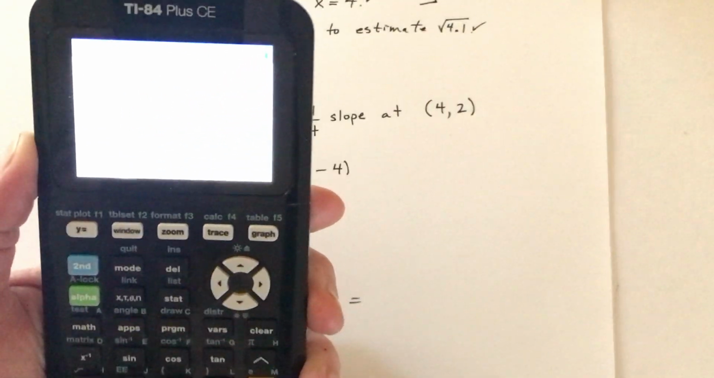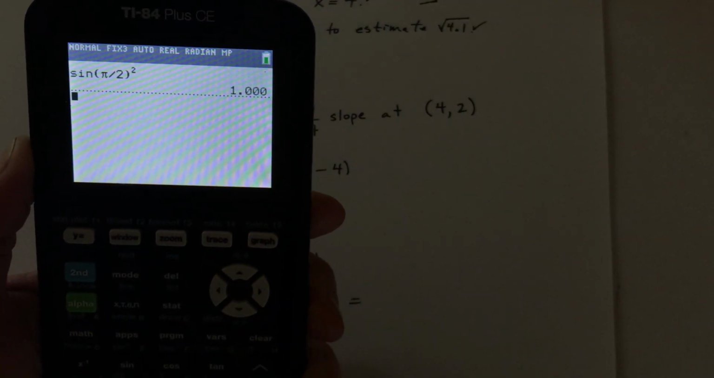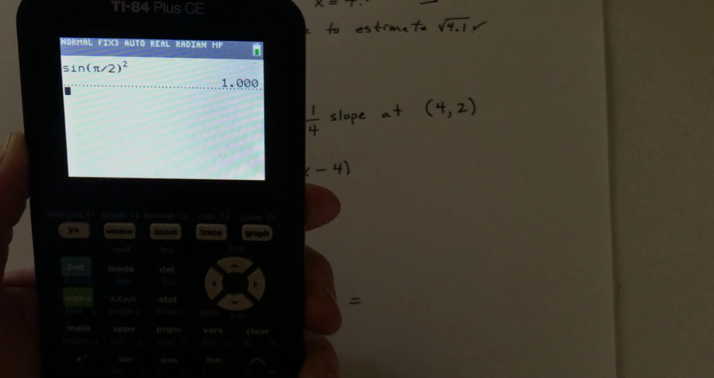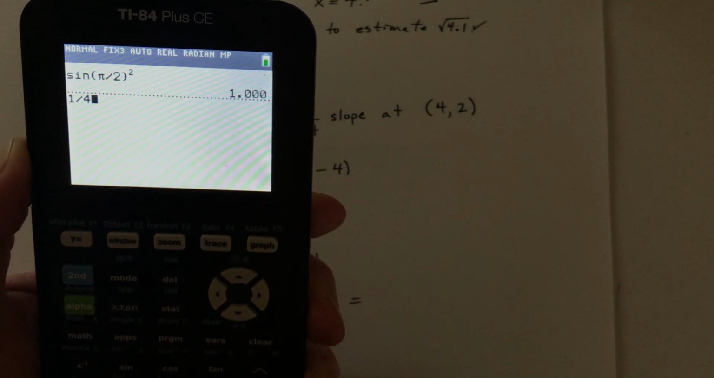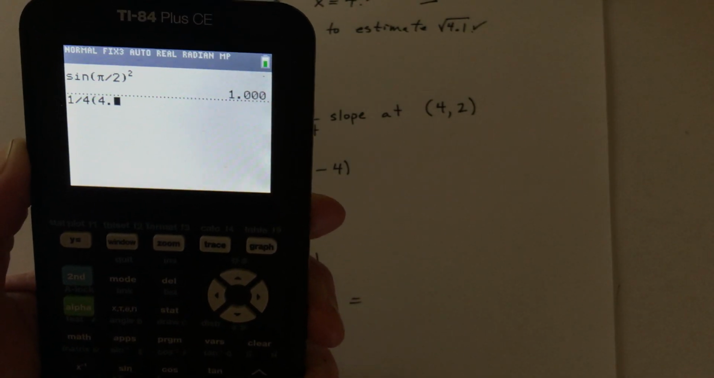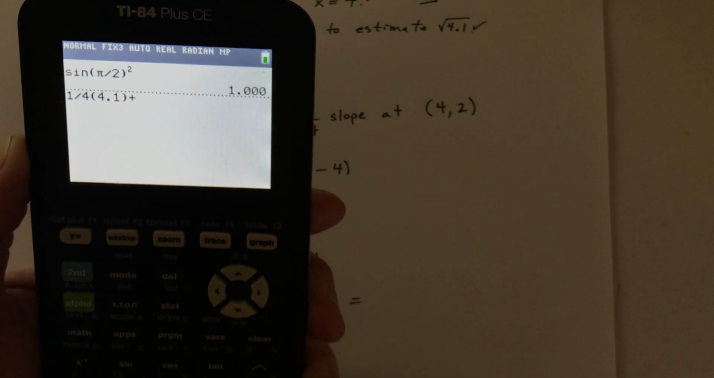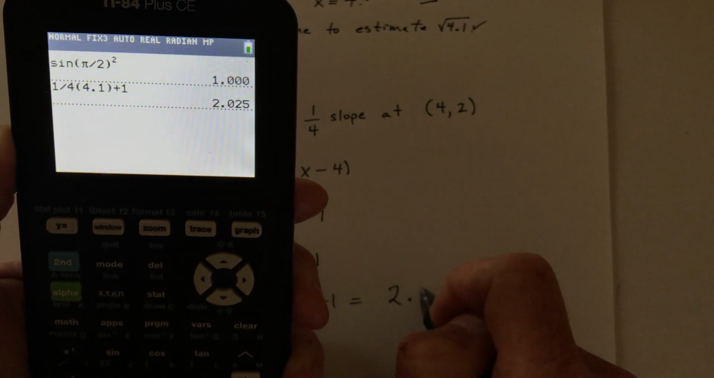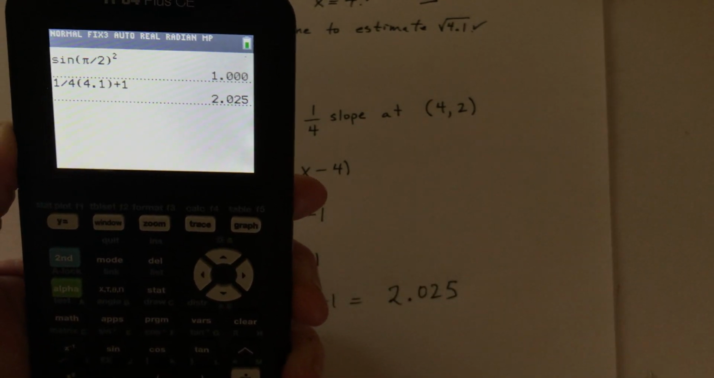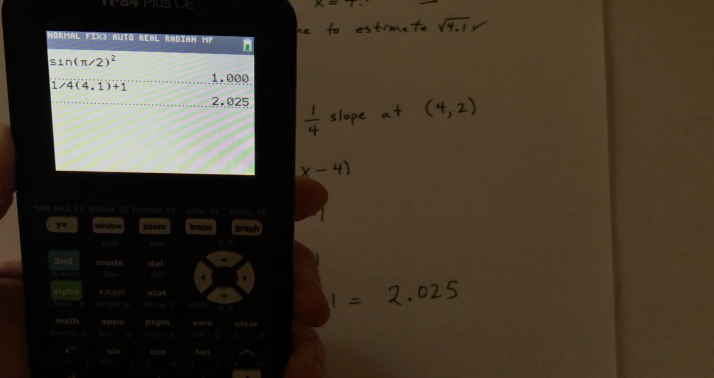So 1/4 of a 4.1 plus 1 equals a 2.025. So that's my estimate for the square root of 4.1.